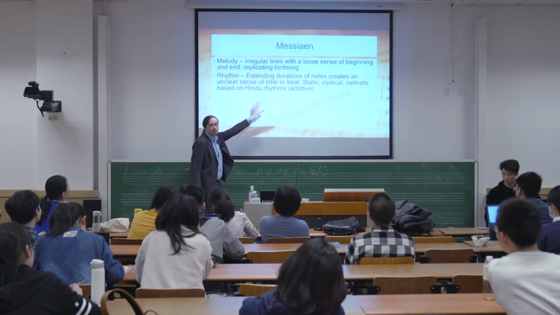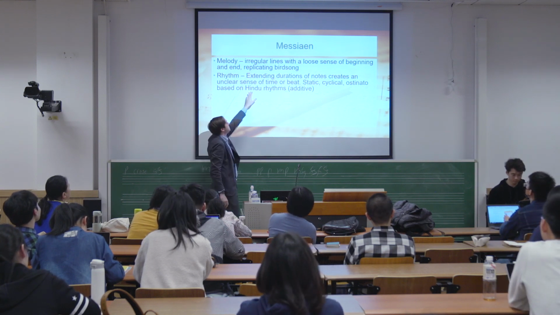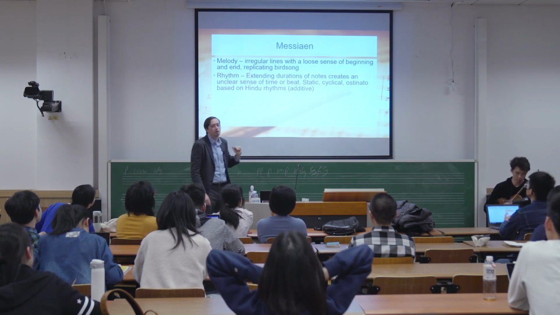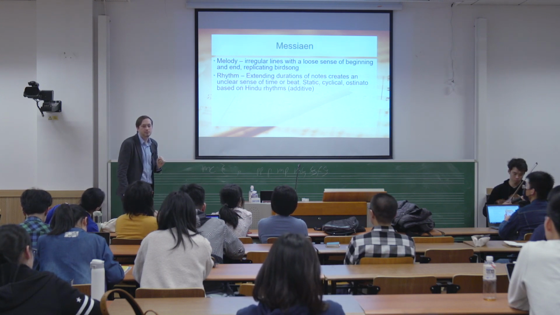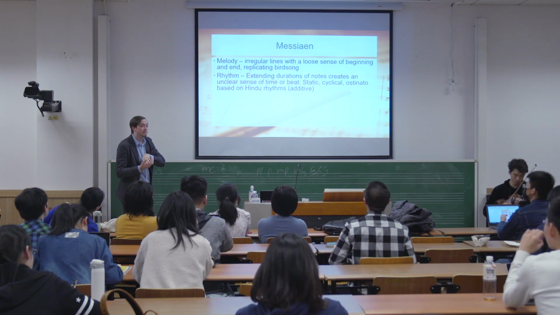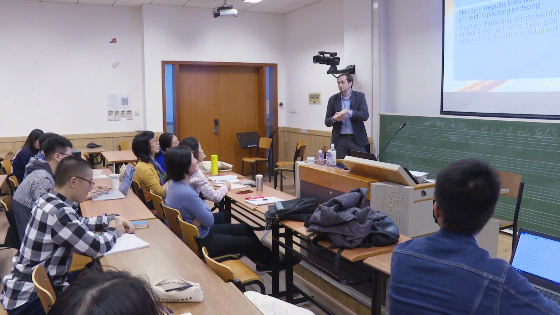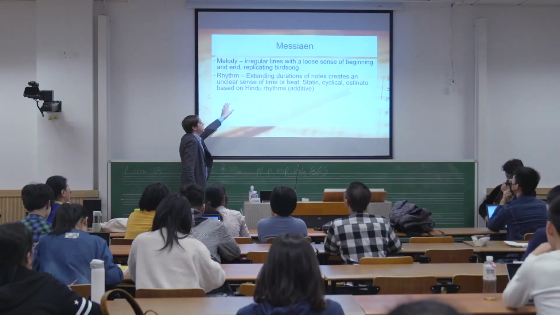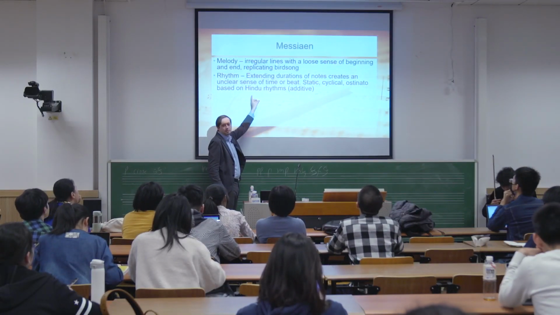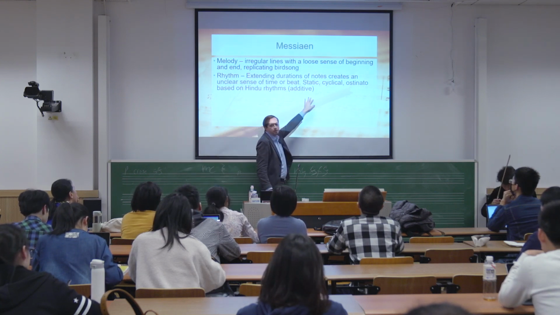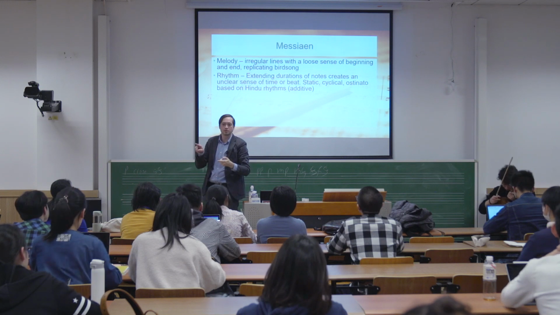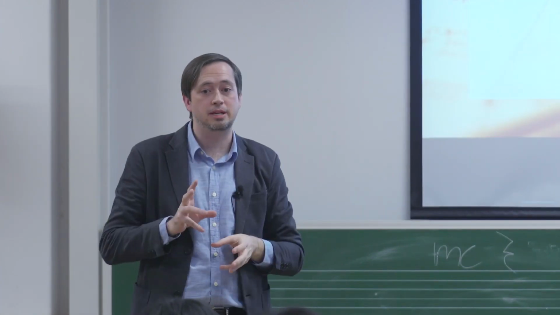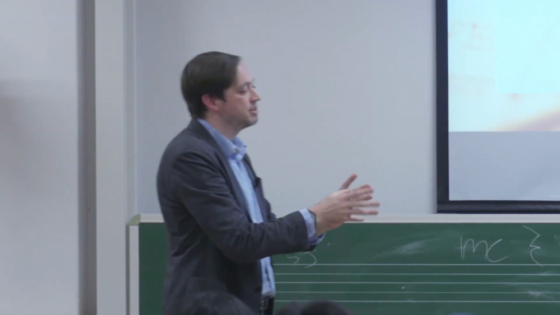Rhythm. Now, this is where it gets a little crazy. Messiaen was very famous for this. Extending durations of notes creates an unclear sense of time or beat. Static, cyclical, ostinato. What's an ostinato? Long? No, not long. Figuration repeated again and again. A melodic or rhythmic idea that repeats over and over again. Now, he based this rhythm on Hindu rhythms, right? And it's called additive rhythms. So if he had 3 quarter notes, then the next time he'll do a quarter note plus a 16th. And every time he'll add an extra beat. That's why the music is never the same.